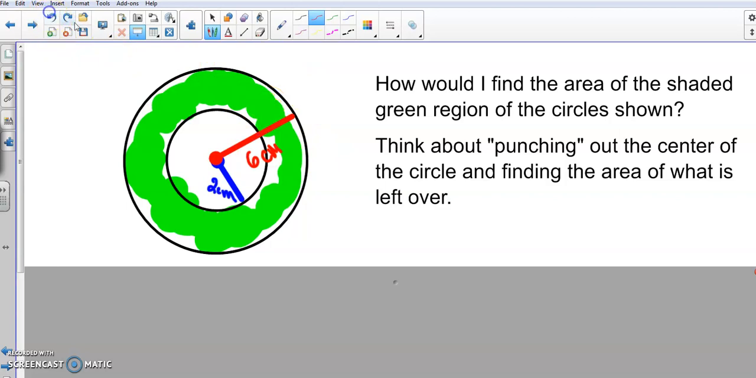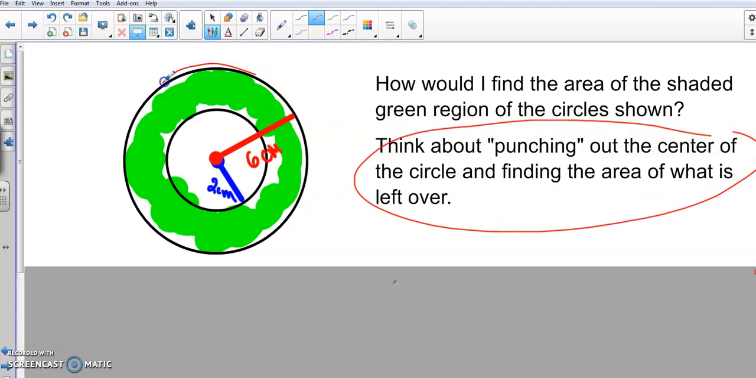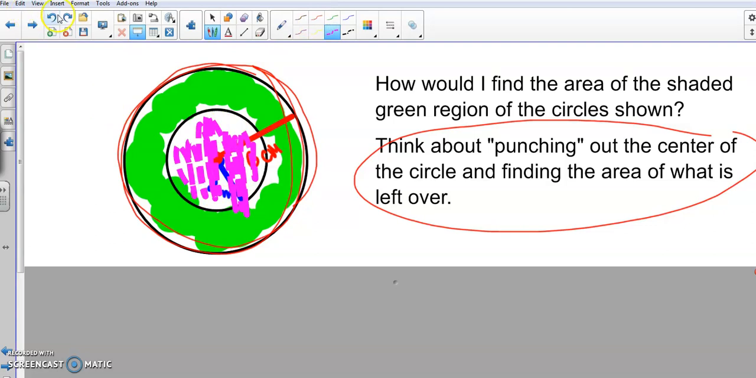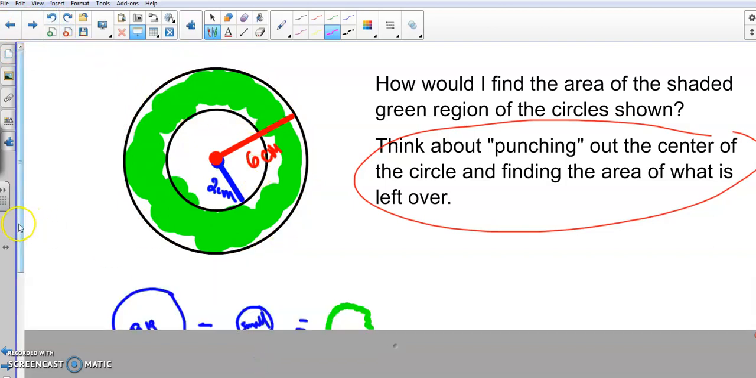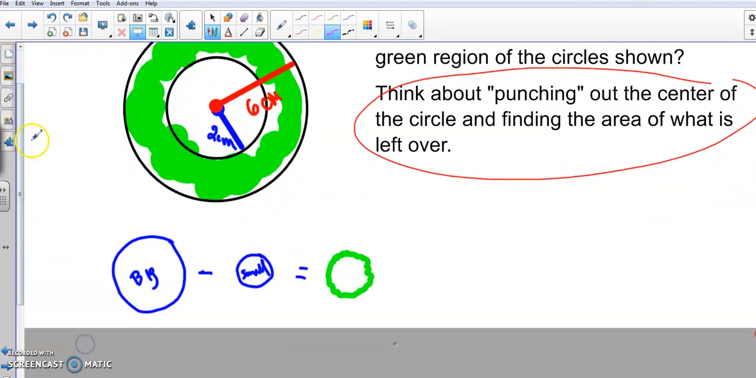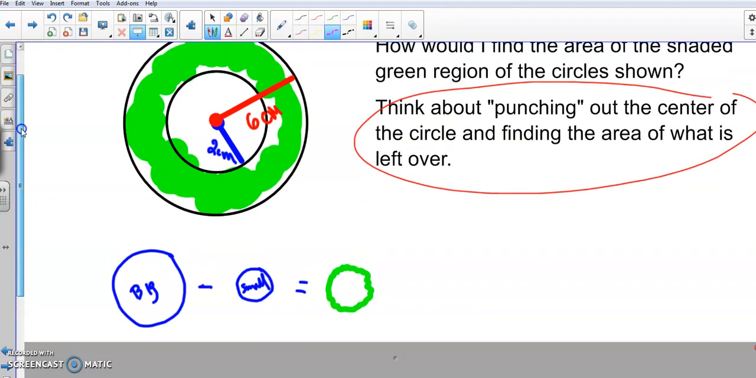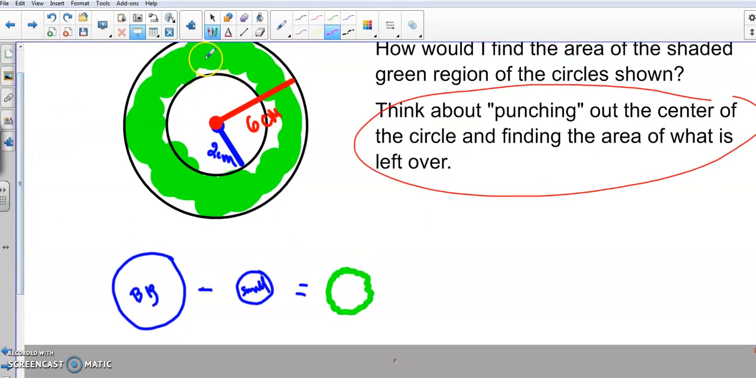So what I would think about is punching out the center of this circle. So what I can do is I can find the area of the entire circle here. I can find this outer area. And then I can just subtract out the area of the inner region. And what I'm left with is this nice green area. So what we have to do here is find the area of the big circle and subtract the area of the smaller inner circle. And then what we have left is just the region that we're looking for.